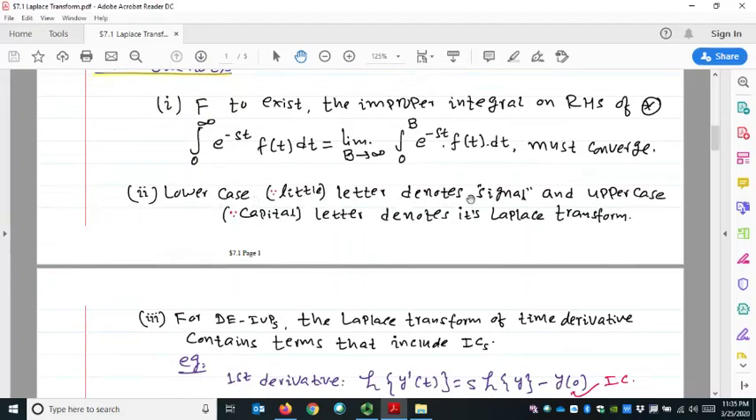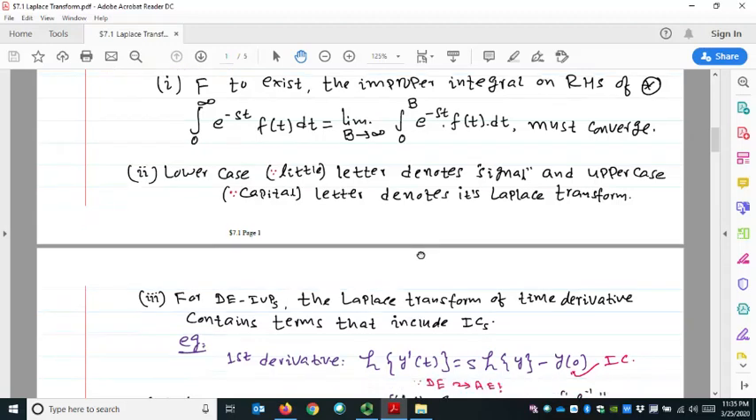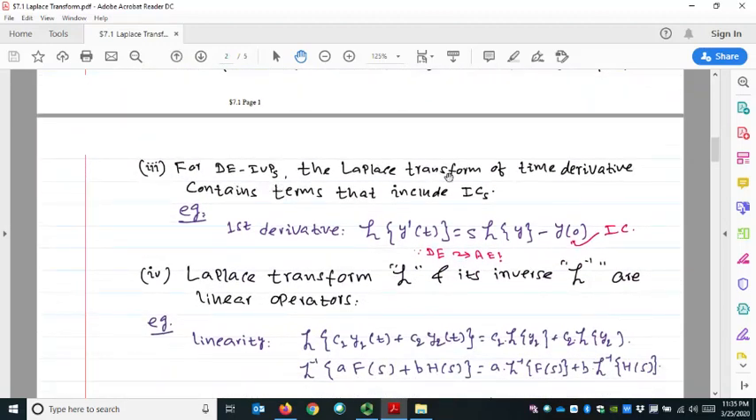Two: a lowercase letter denotes the signal in the time domain, and an uppercase letter denotes its Laplace transform in the frequency domain. Three: for differential equations, the Laplace transform of a time derivative contains a term that includes initial conditions. For example, the Laplace transform of the first derivative y prime of t equals s times the Laplace transform of y minus y0. This y0 is the initial condition.